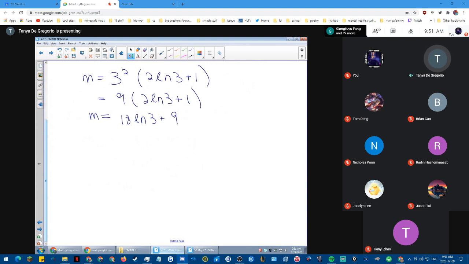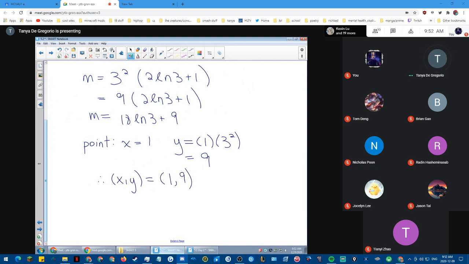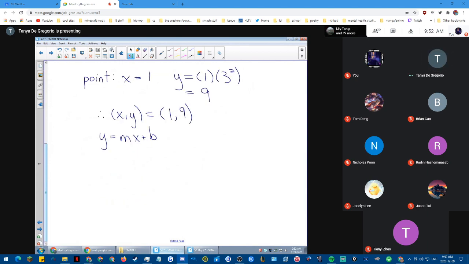Okay, so now we have to find our point when x is equal to 1. When x is equal to 1, y is equal to 1 times 3 squared, which is 9. So I know that x comma y is equal to 1 comma 9. And now I substitute into y equals mx plus b. And so I have 9 is equal to my slope.